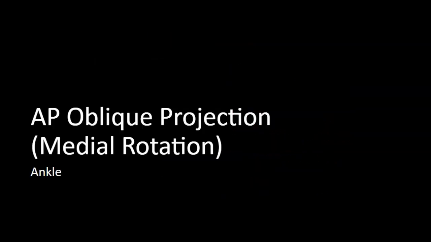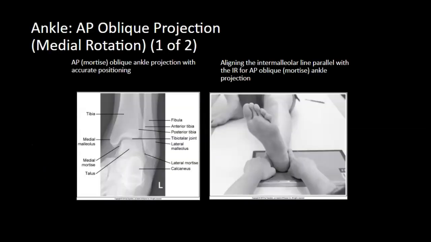Let's move on to the AP oblique projection with medial rotation or internal rotation. We're going to start with the image analysis guidelines for the mortise view, which is that 15 to 20 degree AP oblique. Guidelines state that the distal fibula should be demonstrated without talar superimposition, demonstrating that open lateral mortise. The lateral and medial malleoli should be demonstrated in profile, and the tibia will superimpose 1/4 of the distal fibula.